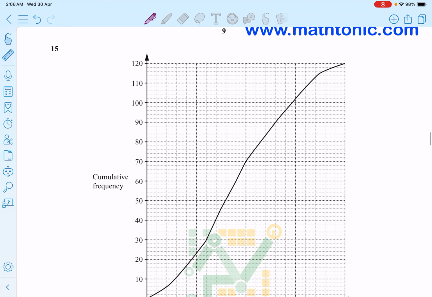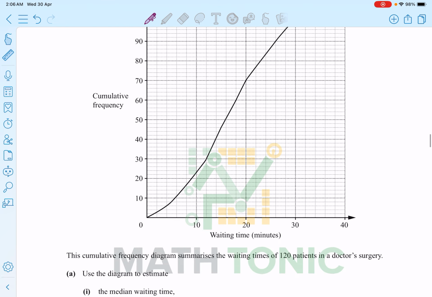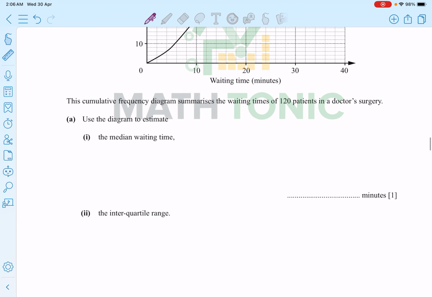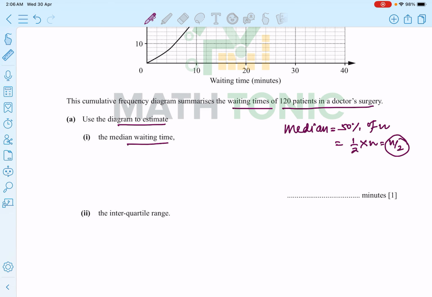Question number 15 is about cumulative frequency. This cumulative frequency diagram summarizes the waiting times of 120 patients in a doctor's surgery. Use the diagram to estimate the median of the waiting time. Always remember, median is all about 50% of n, or we can say half of n, or n over 2. Did you get it, everyone, clearly?